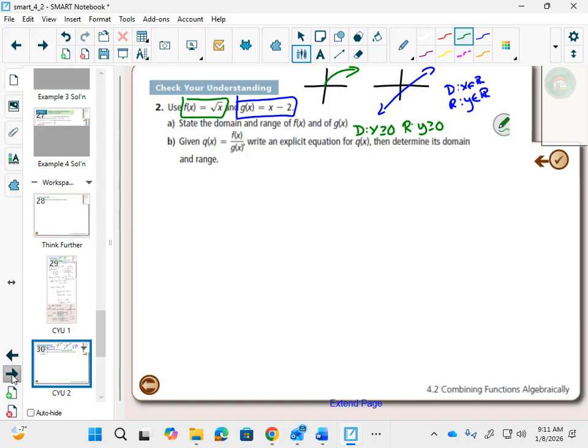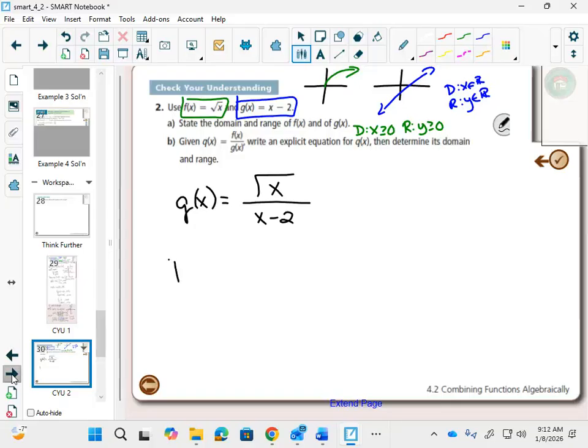Given q of x, write our explicit equation. So we want to write an equation in terms of x. f of x on the top is the square root of x, and g of x on the bottom is x minus 2. Then determine its domain and range.